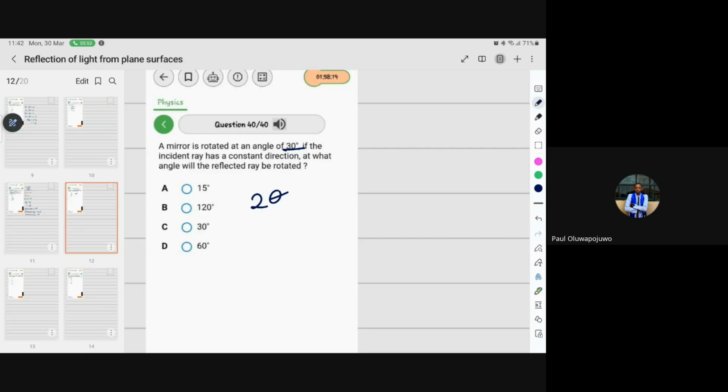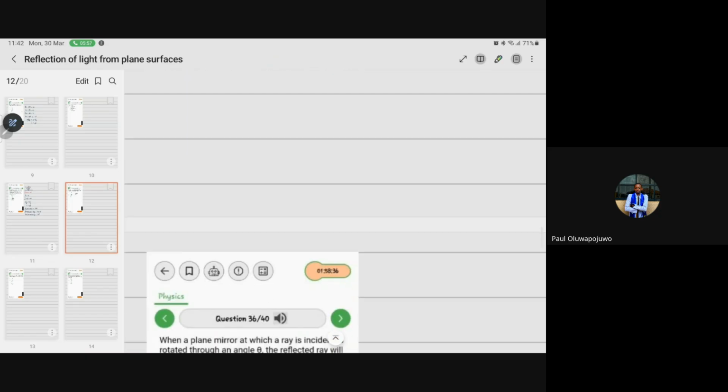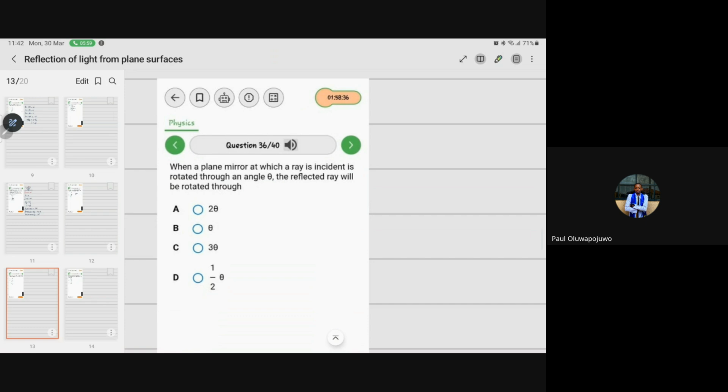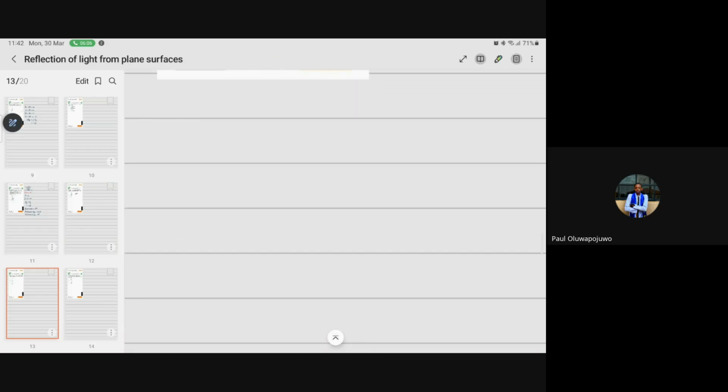2 times theta, right? So that's why some of them are not talking again. The same question over and over again. Are you seeing it now? So for plane mirrors, they don't have much to ask us. So we still have the same thing right here.